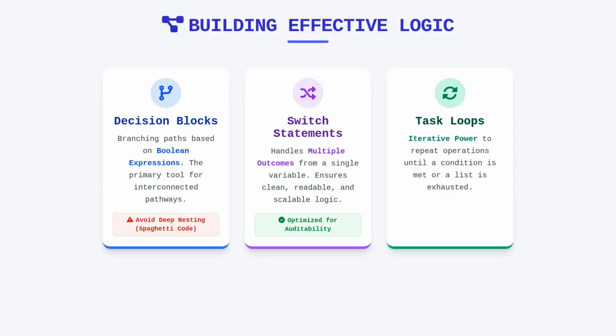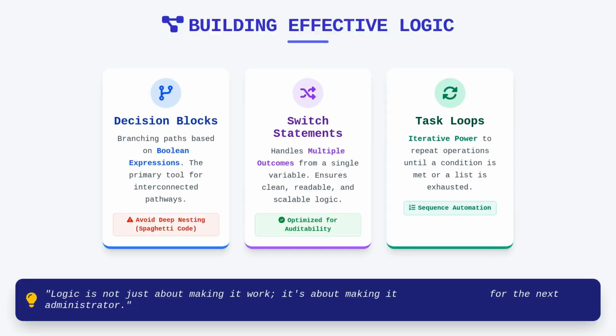When you need to repeat a sequence of operations until a condition is met or a list is exhausted, task loops provide the necessary iterative power. Always remember that well-structured logic is not just about making the flow work, it is about making it understandable for the next administrator who inherits your configuration.